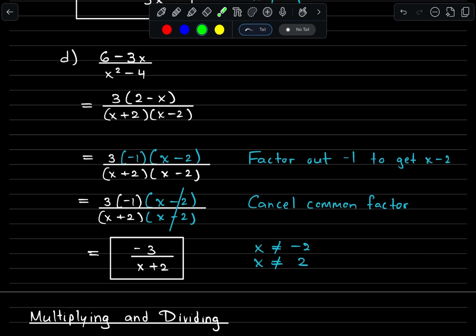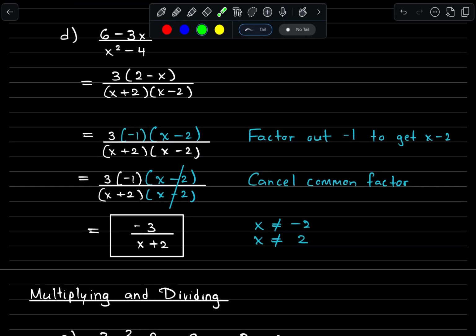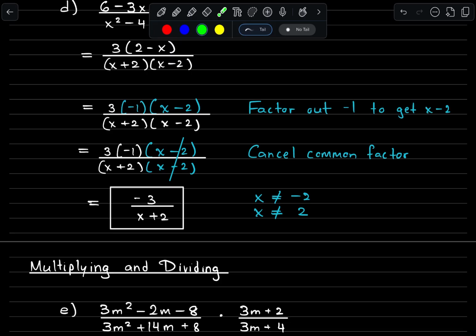Now let's think about multiplying and dividing with rational expressions. So example E. We've got this complicated looking thing here. We've got 3m squared minus 2m minus 8 up top, divided by 3m squared plus 14m plus 8 on the bottom, all of it multiplied by 3m plus 2 over 3m plus 4.